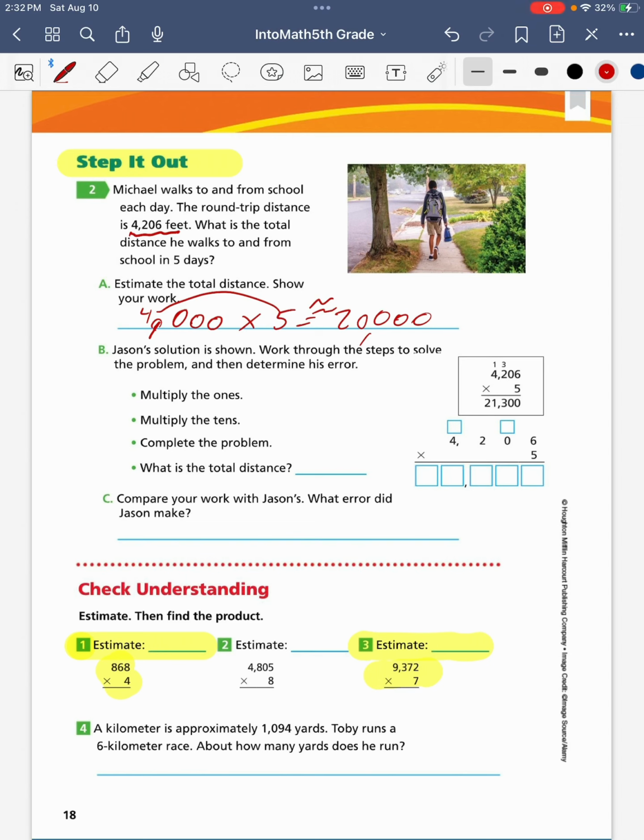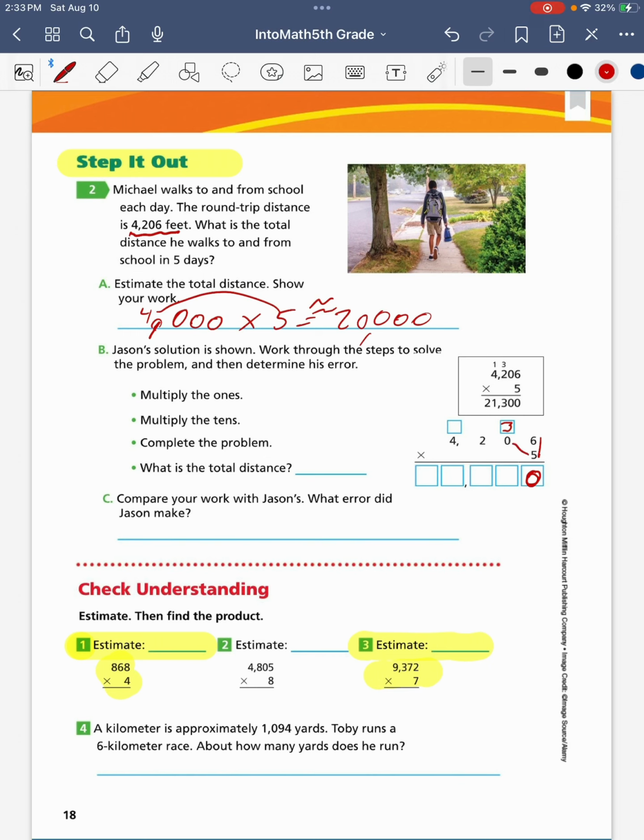Jason is solving the problem on his own. His solution is shown. Work through the steps to solve the problem and then determine what error Jason made. First off, we multiply by the ones. 5 times 6 gives me a product of 30. I put my 0 in the ones place and carry the 3 tens over to the tens place.